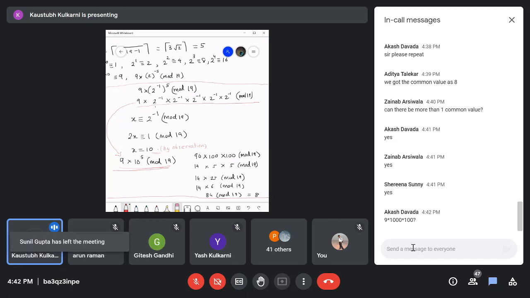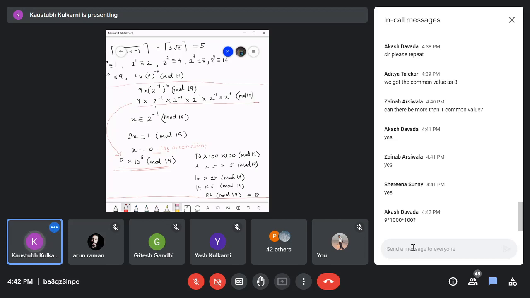So whatever. I broke it into 90 into 100 into 100 mod 19. If you break it as 9 into 1000 into 100, you will have to find the remainder for each of them. So for 9, it is 9 only. I'm explaining your case. For 1000, you'll have to find it, and for 100, you'll have to find it. What I did, I'll explain here.